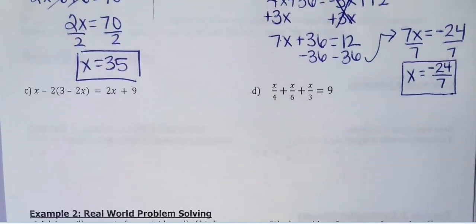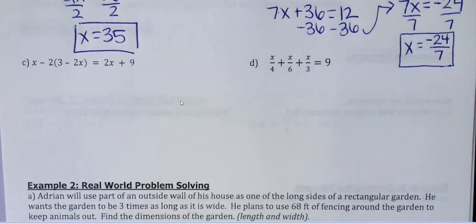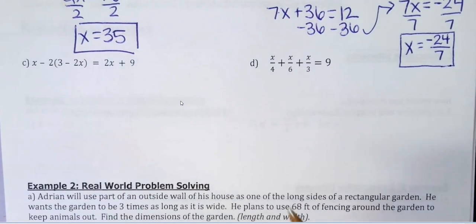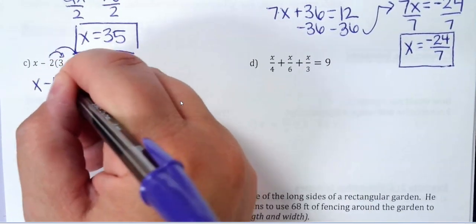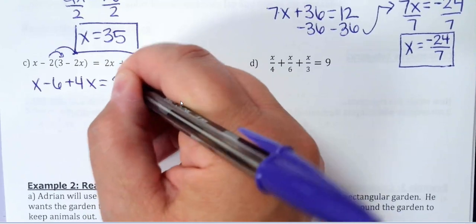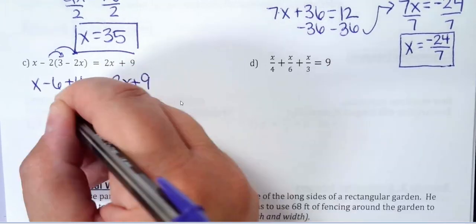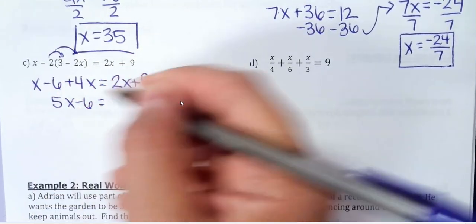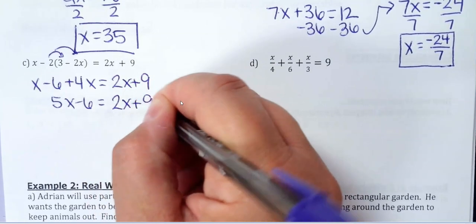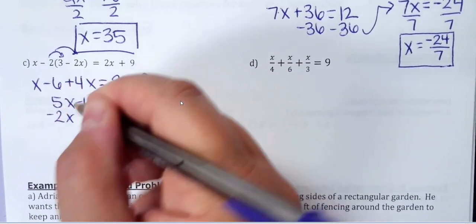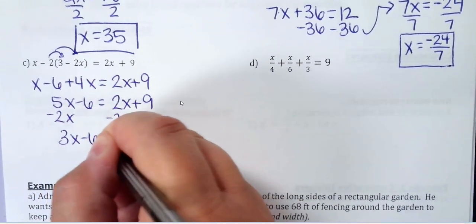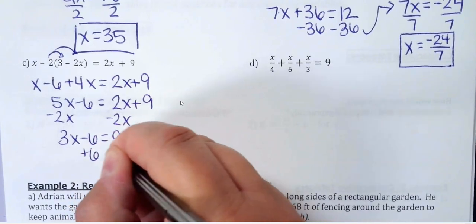Now, this next equation has been giving people problems all day today. Does anyone want to try part C? What do you think? So first I distribute the negative 2. Okay. So it's x minus 6 plus 4x. And I combine the common terms. So it's 5x minus 6 equals 2x plus 9. And then I subtract the 2x, make it 3x minus 6 equals 9. And I add the 6 and then divide by 3.